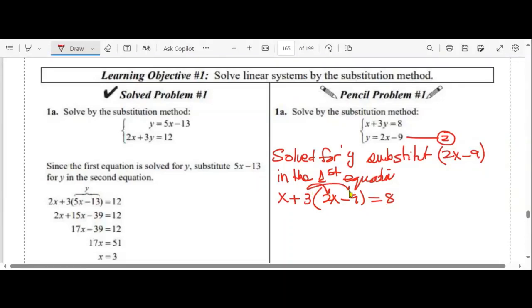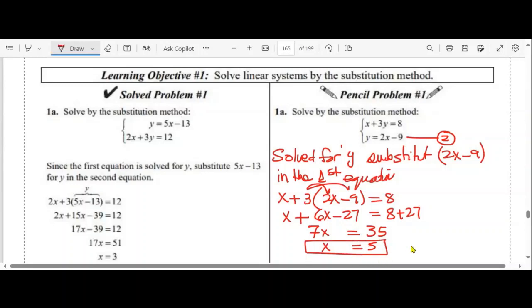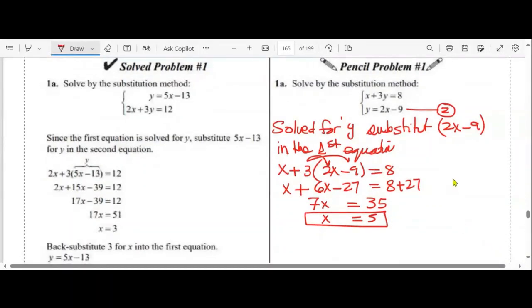Now distribute. You get 6x minus 27 plus x. X and 6x make 7x, equals what? 8 plus 27. How much is 8 plus 27? 35. So x equals how much? 5. Replace this in an equation. Replace x by 5 in equation what? Equation number 1.